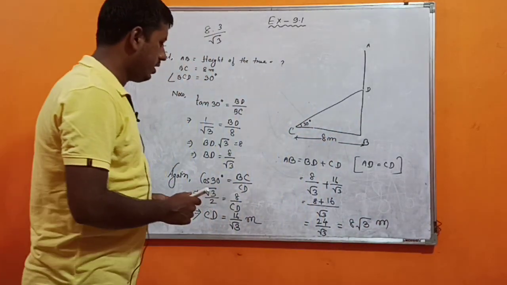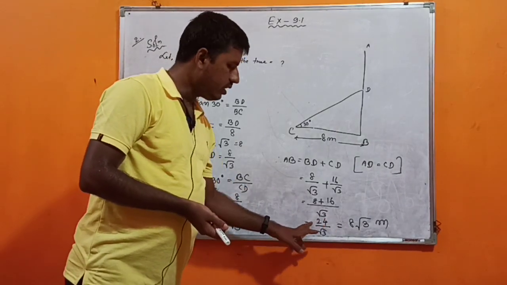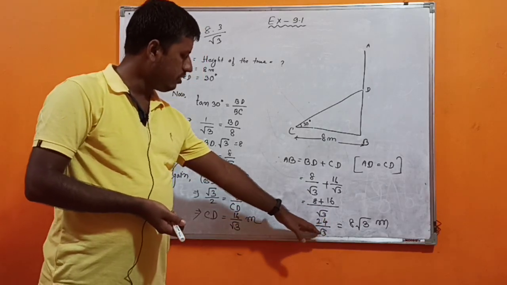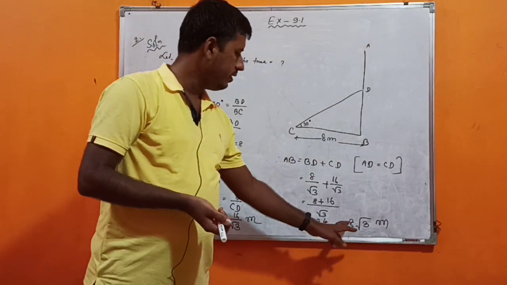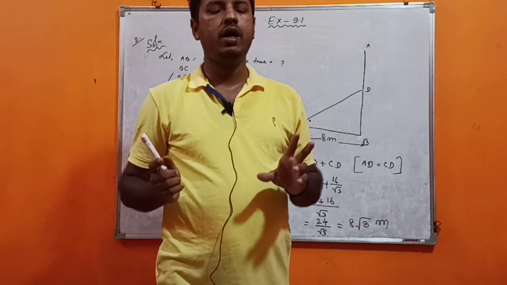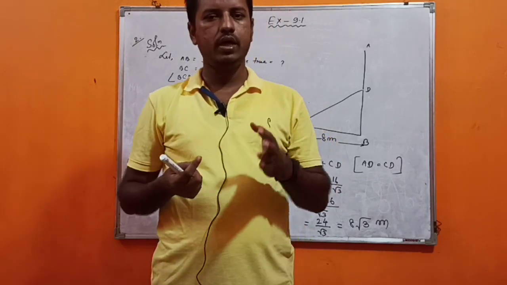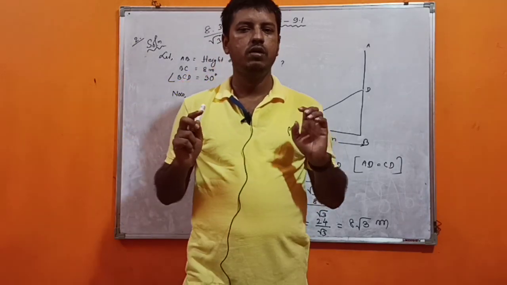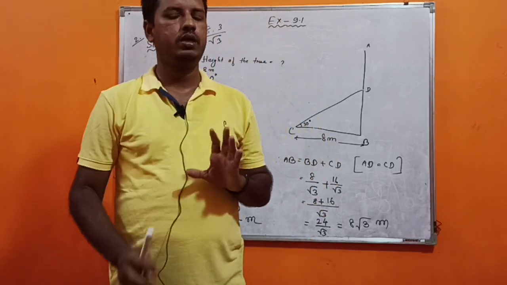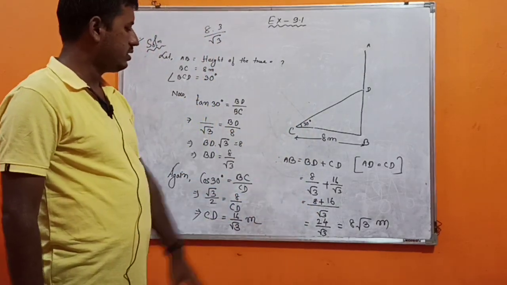Okay, so if you go through, 24 can be written as 8 into 3, 3 can be written as root 3 into root 3, and 1 root 3 from numerator and 1 root 3 from denominator will be cancelled, and it will be what? 8 root 3, and 8 root 3 meter will be the what? Height of the tree. Okay, so you all can write in the last line, that is, therefore height of the tree is equal to what? 8 root 3 meter. Okay, so note down this. If you go through, then you will be able to understand easily.